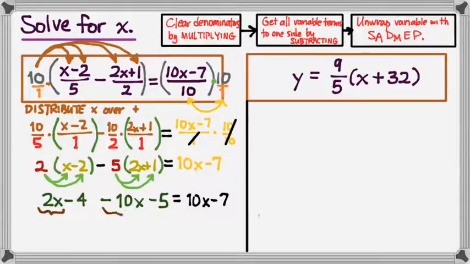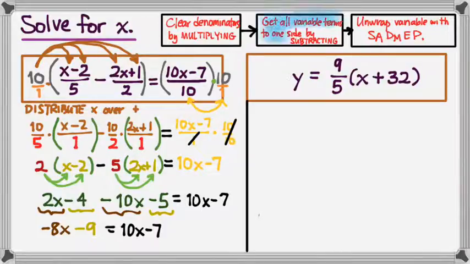Let's simplify the left-hand side by combining like terms. I have 2x and negative 10x that are like terms because they have the same variable factor, x. So what is 2x minus 10x? Negative 8x. I also have another pair of like terms, negative 4 and negative 5, the constants. If I get those two together, they make a negative 9. Then the right-hand side of the equation, 10x minus 7. So now I've simplified both sides of the equation to the extent possible.